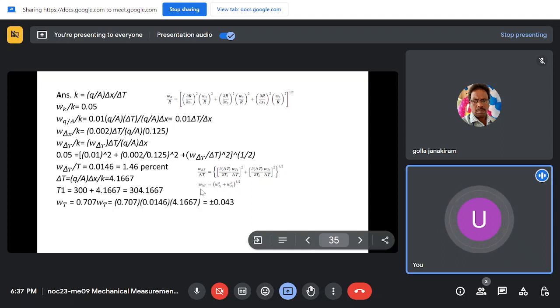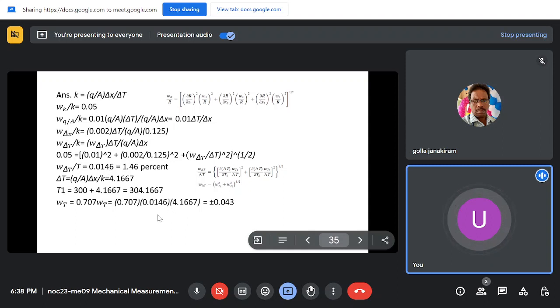So root 2 W T1, or W T you can say. So we know W delta T. From this relation we can find out the uncertainty in temperature measurement, which will come out to be 1 by root 2 times W delta T. This W delta T is 0.0146.